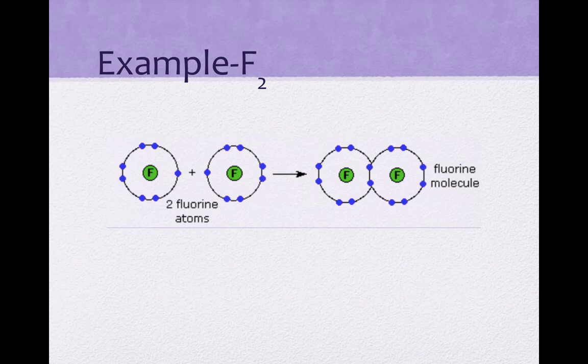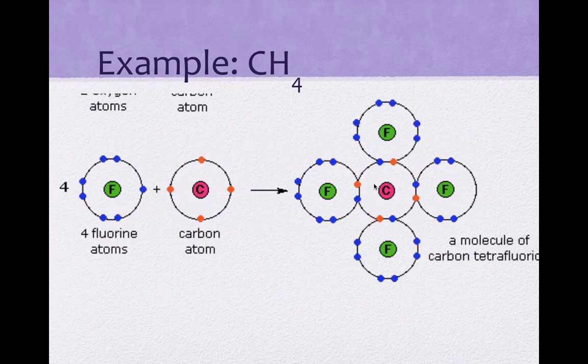Another example is fluorine. We have 2 fluorine atoms. Fluorine we know has 7 valence electrons. So fluorine is going to each share 1. So when they overlap and they share, each fluorine is now happy. 1, 2, 3, 4, 5, 6, 7, 8. 1, 2, 3, 4, 5, 6, 7, 8. So each fluorine is now happy.